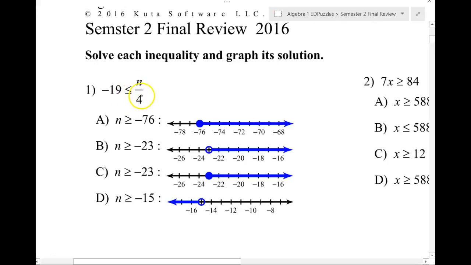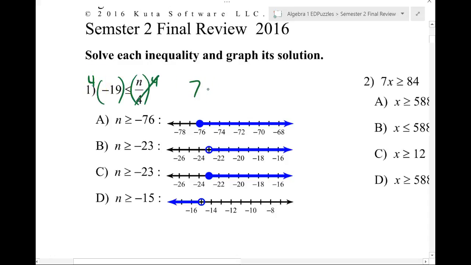Well, before you graph this or figure out which one's which, you need to isolate the variable, get the variable n by itself. In order to get this variable by itself, you're going to have to multiply by 4, because we're dividing by 4, so we do the opposite of that. We multiply by 4 on both sides, and that cancels out these 4's on that side.